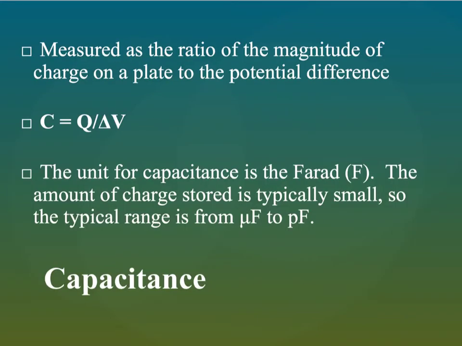When we measure capacitance, it is measured as the ratio of the magnitude of charge on a plate to the potential difference. We write that out as C equals Q divided by delta V, our potential difference. The unit for capacitance is the farad. The amount of charge typically stored is so small that most of the time the range for capacitance is only microfarads to picofarads. If you remember, micro means 10 to the negative sixth, and pico is really small. Pico is 10 to the negative 12. So that's how we measure capacitance, using this unit.